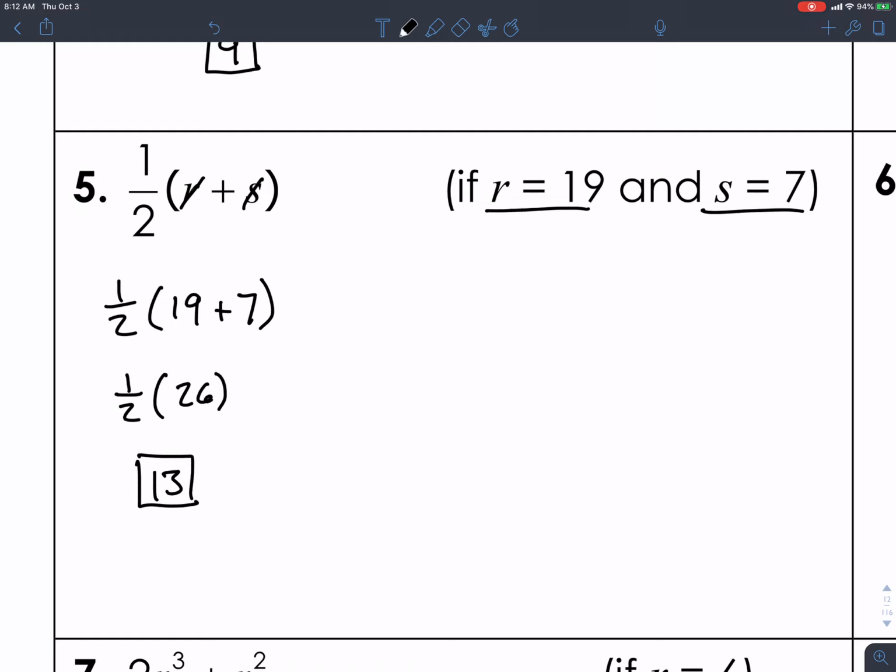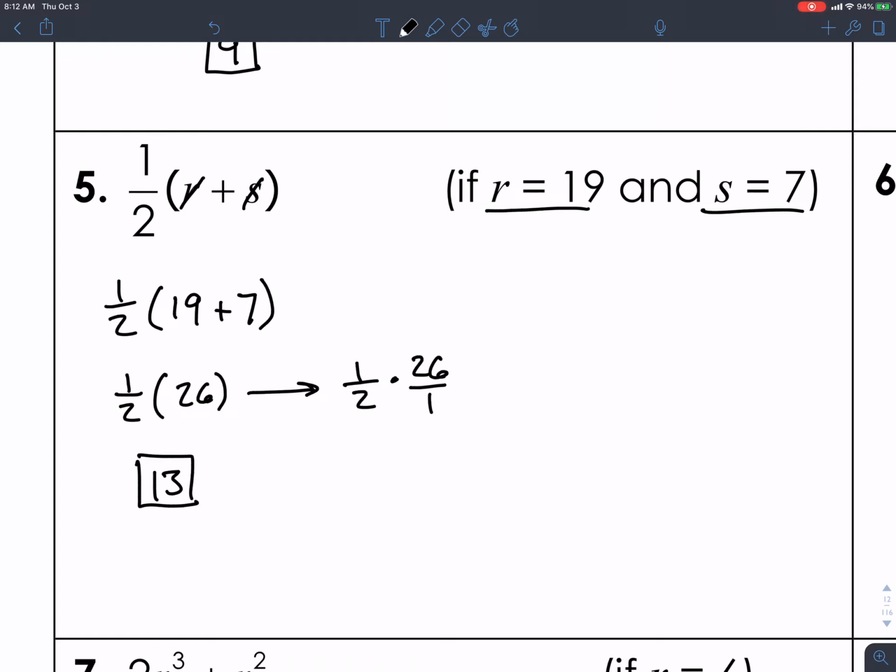Or if you really want to get technical, and put an arrow over here and go, okay, 1/2 times 26. Well, how do I make 26 into a fraction? 26 over 1. Now, I can try to reduce those. 1/2 I can't reduce because there's already a 1 in it. 26 over 1 I can't reduce because there's a 1 in it. So I can cross-reduce 1 and 1. Well, that's as low as those are going to go.